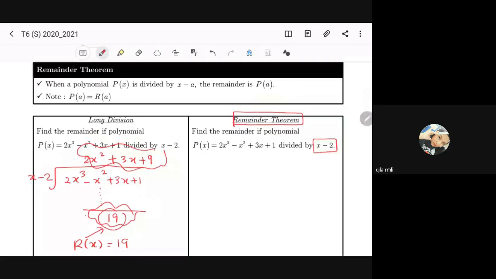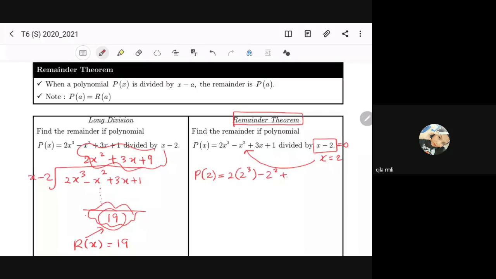So we set the divisor equals to 0. So we will get x equals 2. So now we substitute x equals 2 into the polynomial. So we have P of 2 is 2 cubed minus 2 squared plus 3 times 2 plus 1.